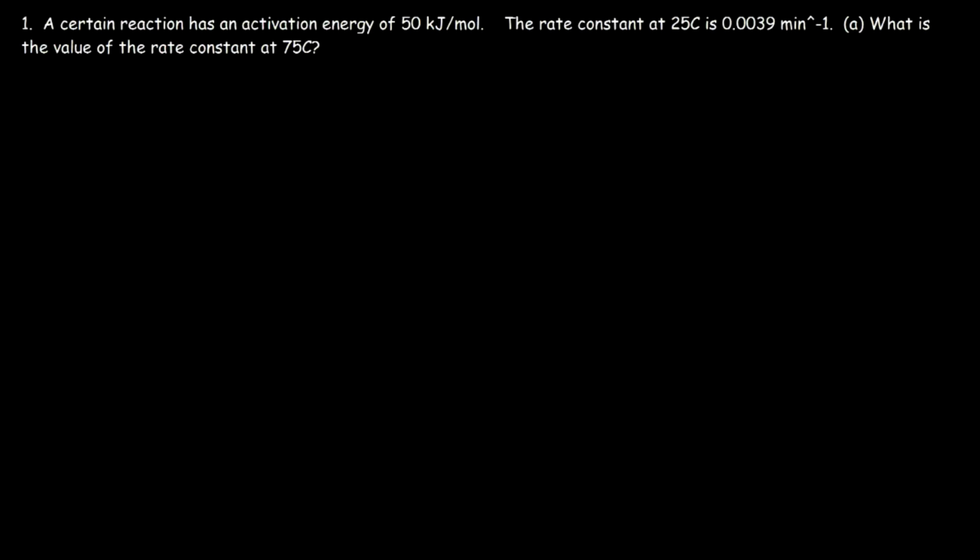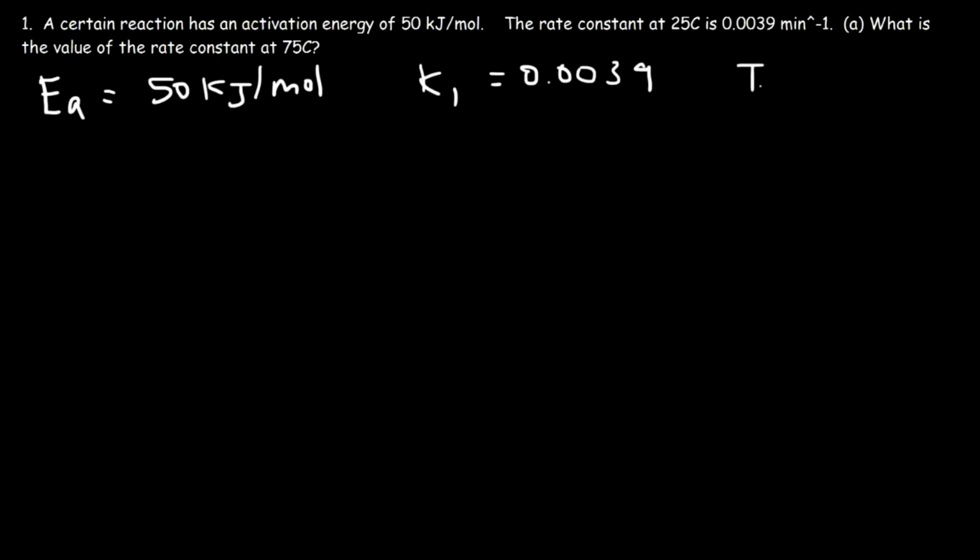So first, let's make a list of what we know. So we have the activation energy. It's 50 kilojoules per mole. The rate constant, which we'll call K1, is 0.0039. And that's at a temperature of 25 degrees Celsius, which we'll need to convert to Kelvin. So add 273 to 25, that gives you 298 Kelvin. Our goal is to calculate K2. And the second temperature is 75 plus 273, so that's 348 Kelvin.